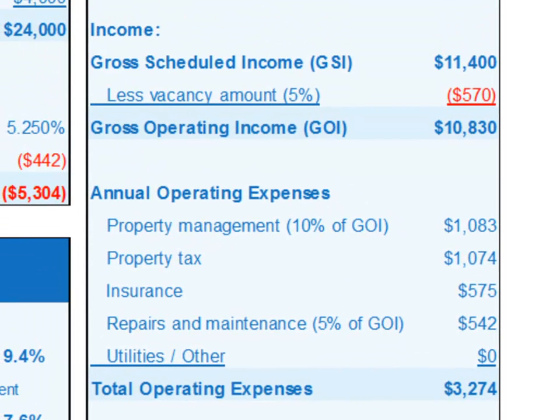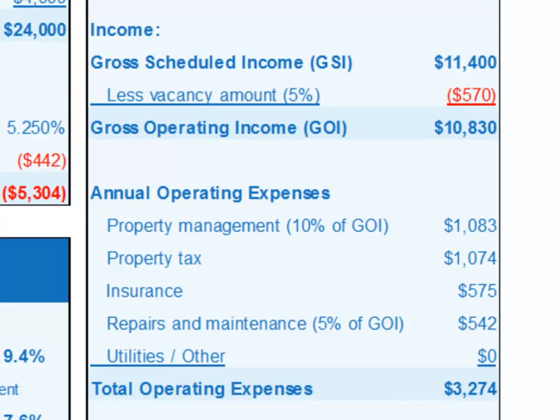Property management fees are earned when a property is tenanted and are expressed as a percentage of rents collected. Management fees are generally not collected when the property is vacant. Thus, our property management expenses are calculated as a percentage of gross operating income, or income after our vacancy reduction has been calculated. In this case, $1,083, 10% of our GOI.